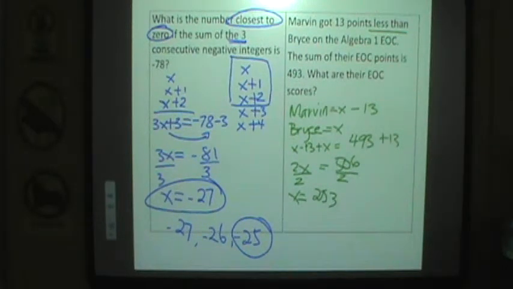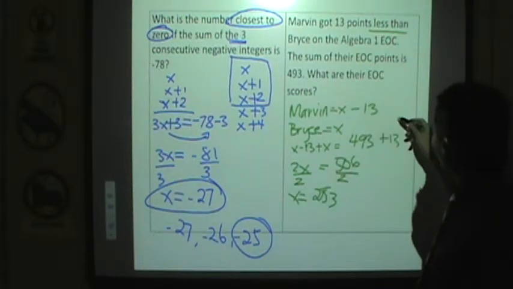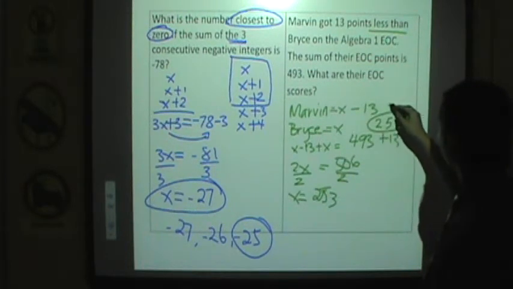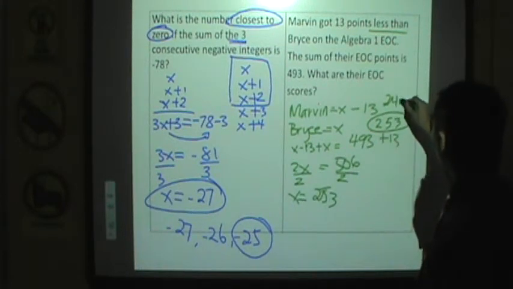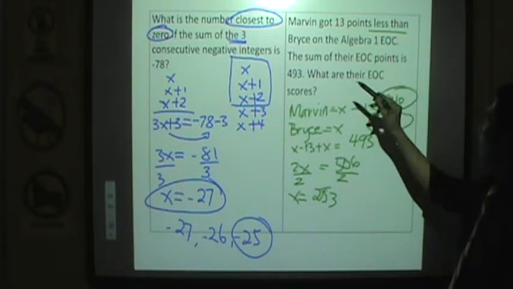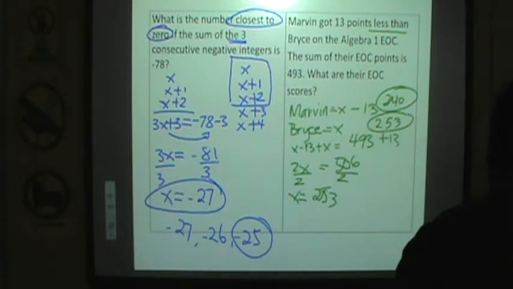Okay. Now, who got 253? According to the problem, Bryce got 253. How about Marvin? 253 minus 13 is 240. But you have to remember to check it: add these two, make sure you get 493. Okay, that's about it.